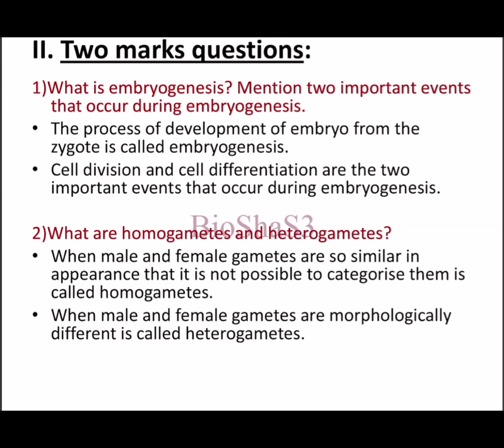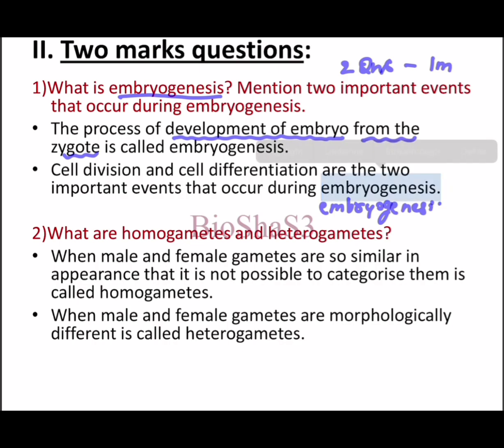Next, second main 2-mark questions. What is embryogenesis? Mention 2 important events that occur during embryogenesis. So they have given 2 questions here, students. Out of that, each of the question will contain 1 mark weightage. Okay. So what is embryogenesis? The process of development of embryo from the zygote is called as embryogenesis. So if you see the word embryogenesis, there are 2 words actually.